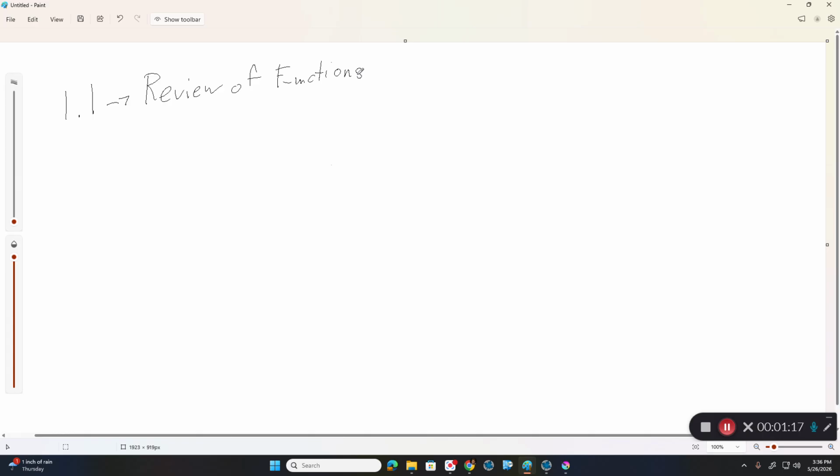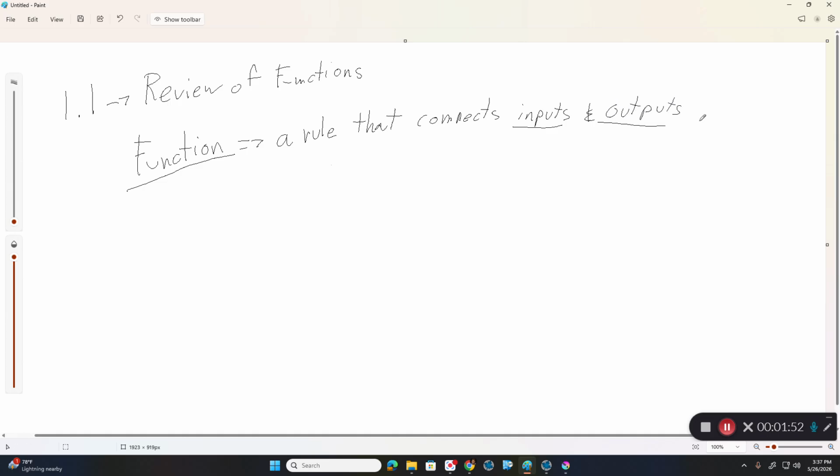You'll see that I already asked this question, and I'm curious to get to know your answers, but I just want to make sure that we're all on the same page on what we're trying to head for. So this is starting our review of functions. The first question is, what exactly is a function? There is a MyLab definition that we'll get into, but I like to think of a function as a rule that connects inputs and outputs. Okay, so what does that exactly mean?